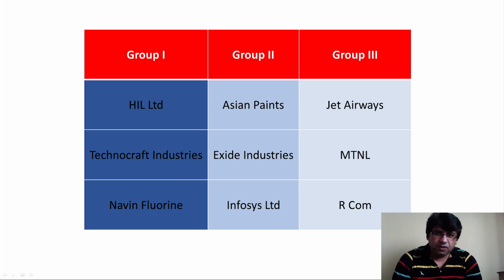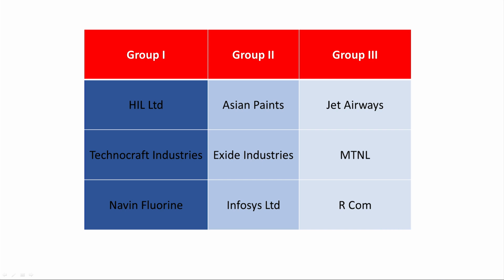Now, of course, you would be interested in knowing the names of the companies under these three groups, and the companies that I have chosen for my studies. They are there on your screens right now. Under Group 1, I had chosen HIL Limited, Technograph Industries, and Navin Fluorine. Group 2, I had chosen Asian Paints, Exide Industries, and Infosys Limited. And Group 3 consisted of Jet Airways, MTNL, and Arcon.